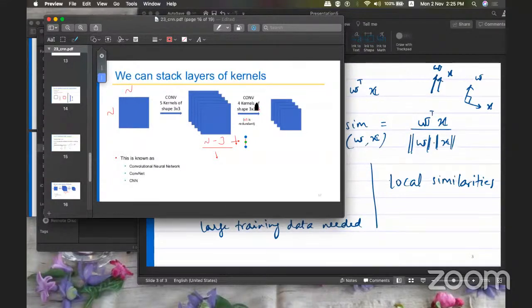Now, since I have applied 4 kernels, my output will have 4 channels, and then you can take it further and process it further. Okay, so this is the idea. This is the basic terminology for convolutional neural networks.